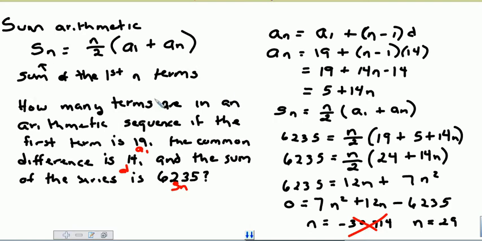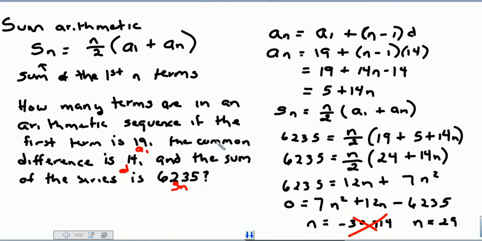So here's an example. How many terms are in an arithmetic sequence if the first term is 19, the common difference is 14, and the sum of the series is 6235? Now, I could give you n and then ask you to find the 6235, but in this problem, we've been given the 6235, and we're asked to find n. We're asked to figure out how many terms there are. This 19 is the first term in the sequence. The common difference, the number you're counting up by, is 14, and the sum of the series is 6235.